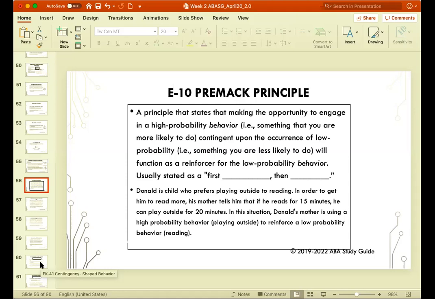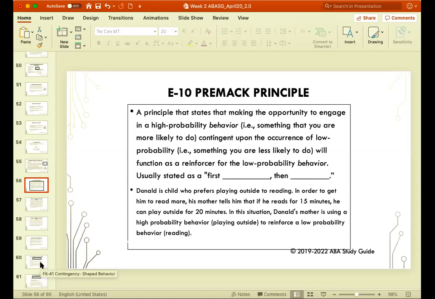Example, Donald's a child who prefers playing outside to reading. So in order to get him to read, mom says first read for 15 minutes, then you can play outside for 20 minutes. This is your actual high probability Premack principle. The key is with Premack, it's not the Skittles. The Skittles are not reinforcing pee-pee on the potty. That's a rule where I'm telling you, if you do this, you'll get this.